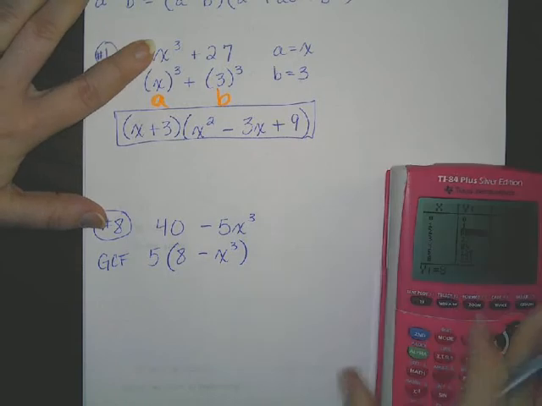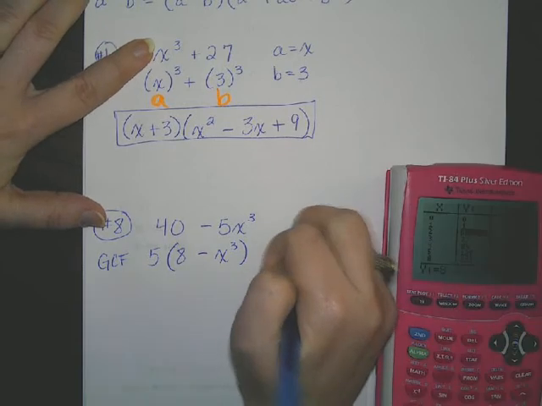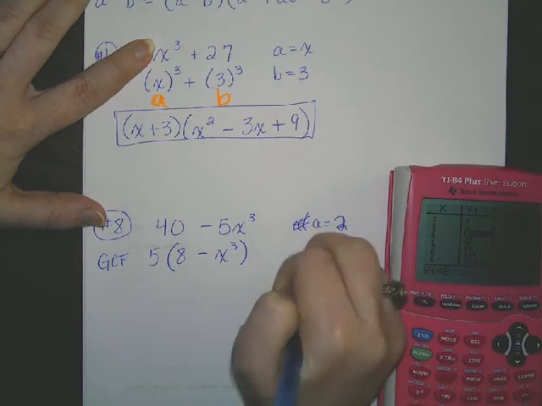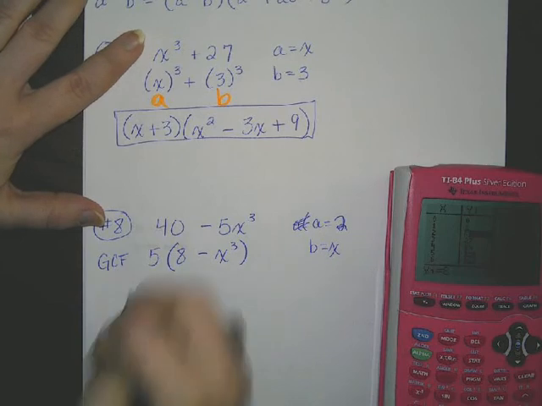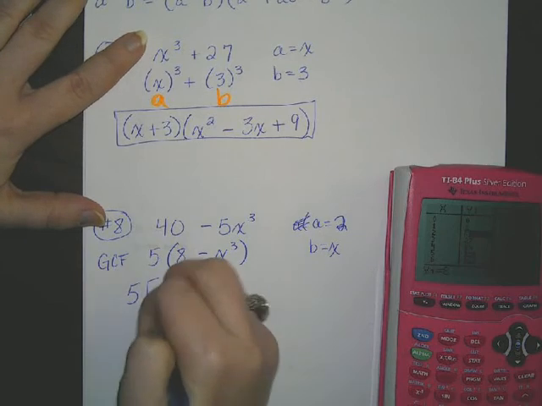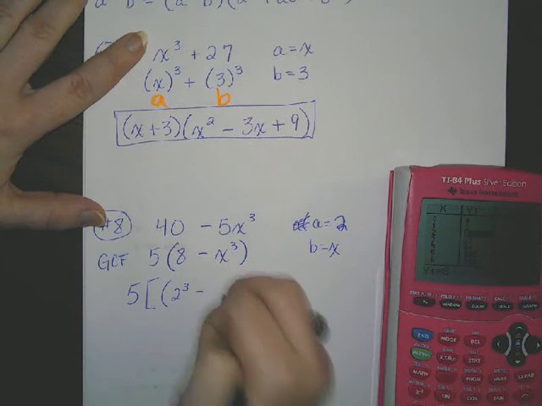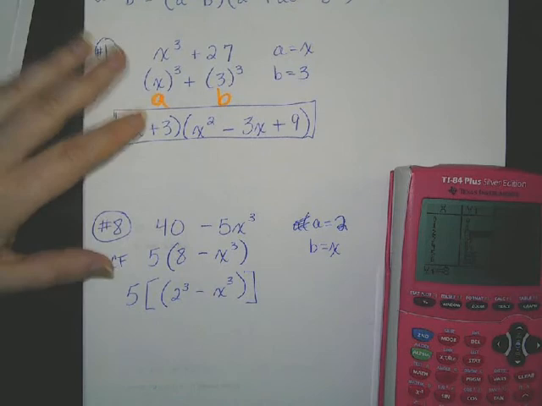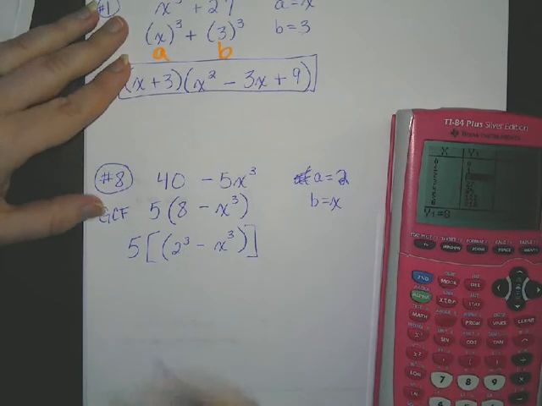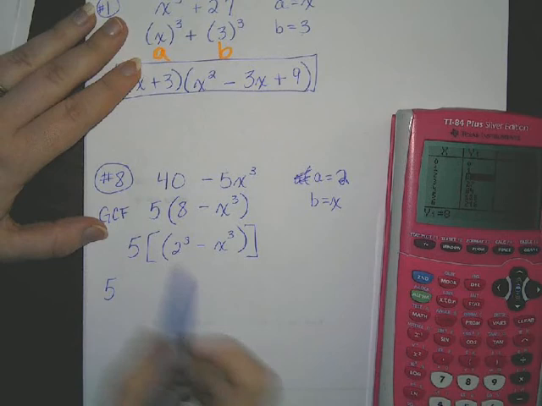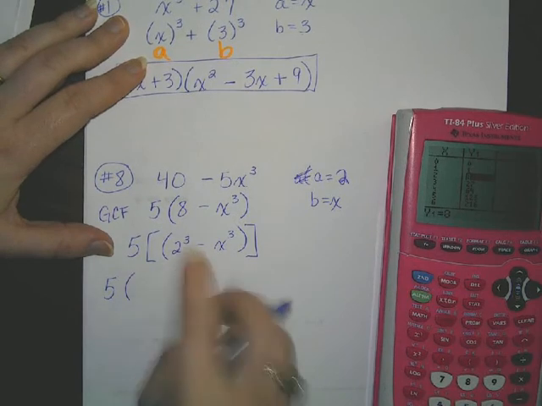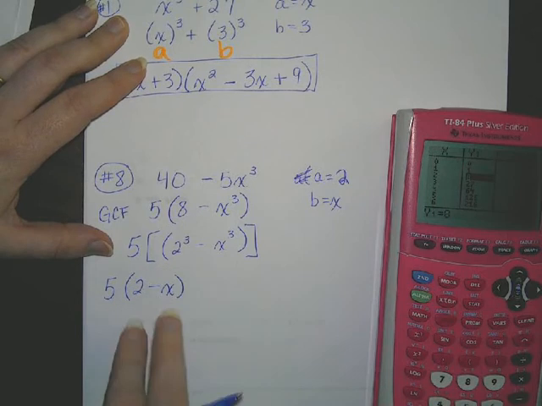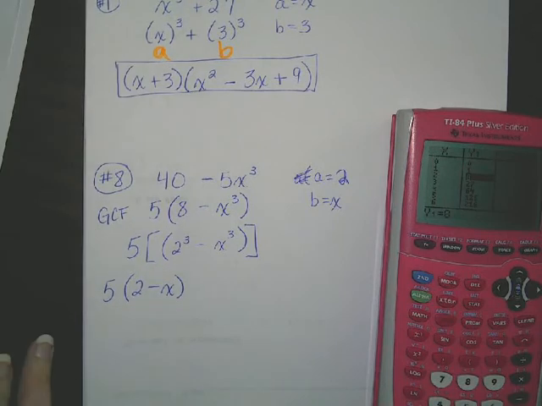So A is 2 and B is x. Okay? Because you can essentially think of this as 5 and you have 2 cubed minus the x cubed. Alright? So now we're going to write out our binomial and our trinomial. I keep the 5 on the outside. We can't lose the 5. Okay, binomial. A, same sign, B. So 2 minus x. Remember to keep them in that order. Don't switch it around and get your sign in the wrong spot.